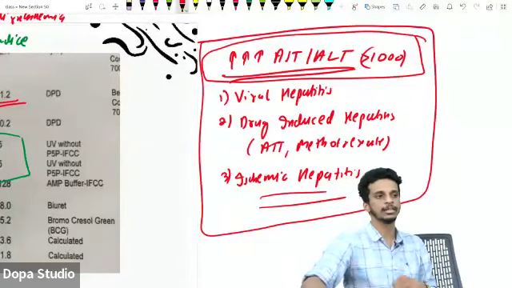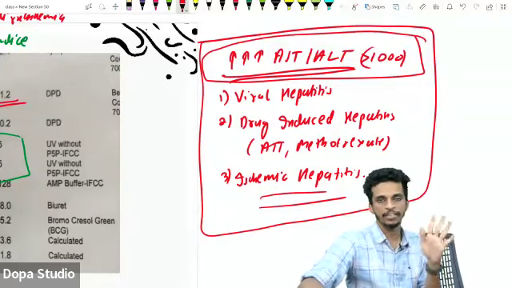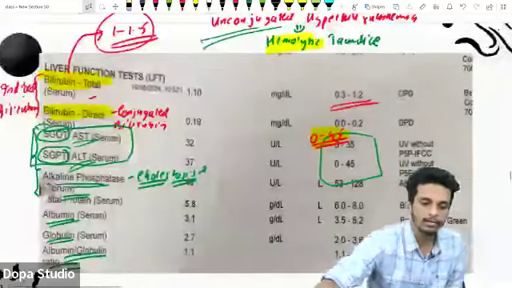You see a drastic increase in liver enzymes in these 3 conditions. Is that clear? Okay. So that's about liver enzymes.